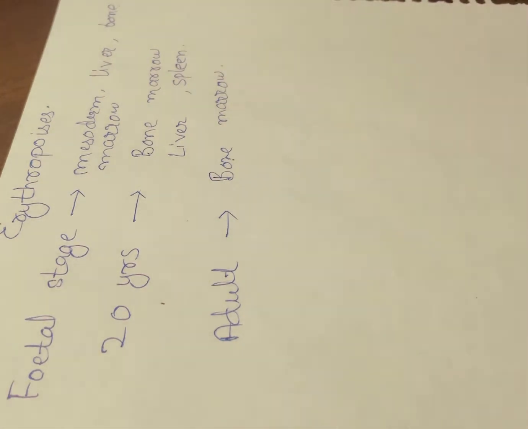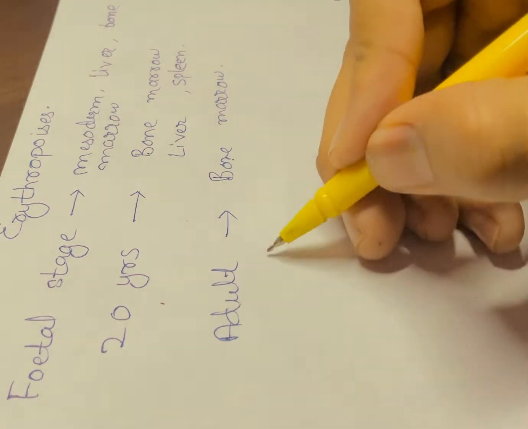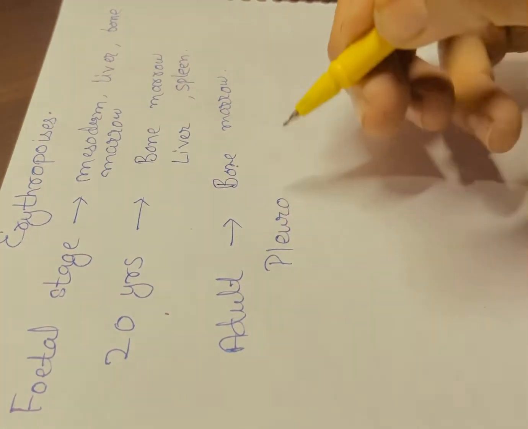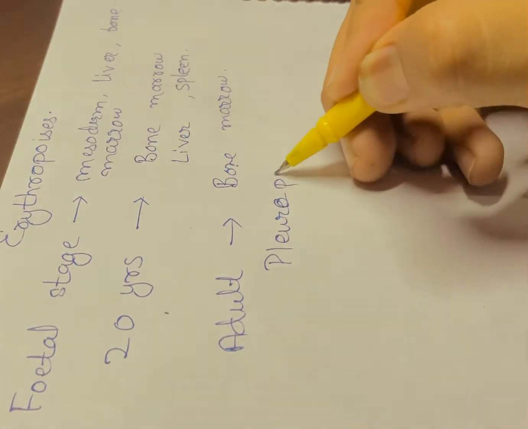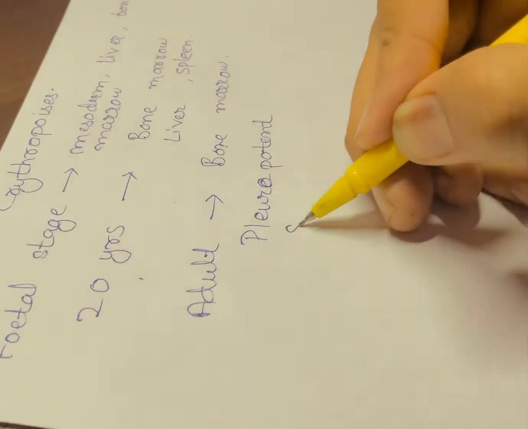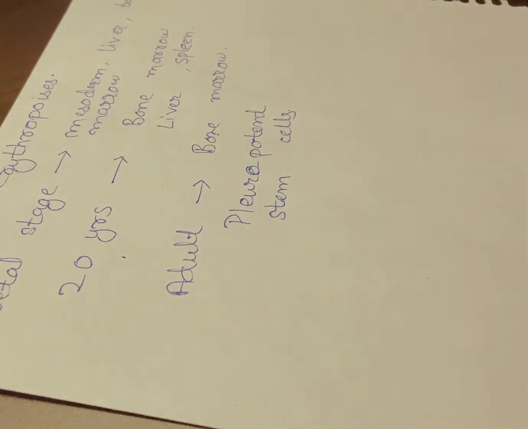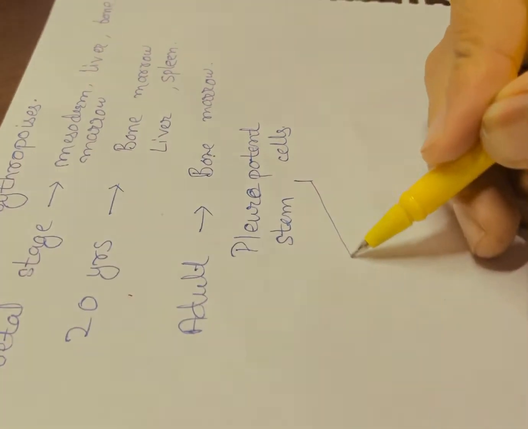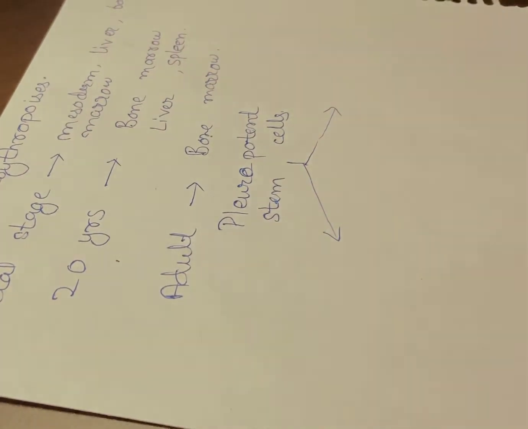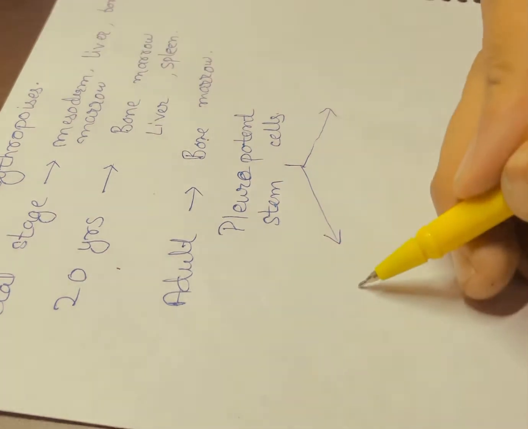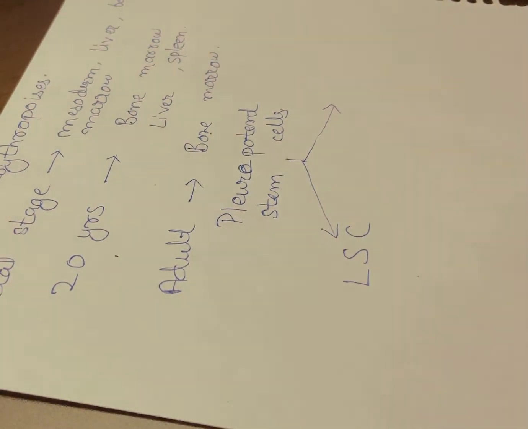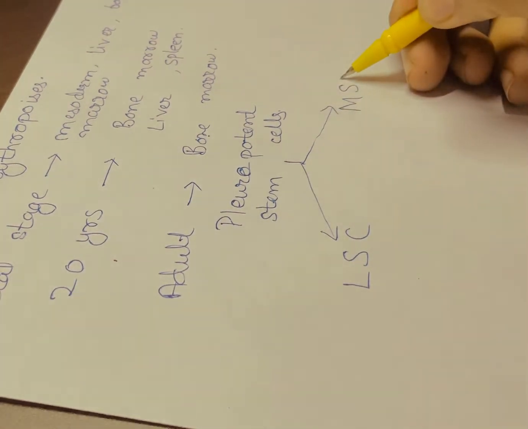So what happens in the adult stage? At this particular point we will study the erythropoiesis in bone marrow. In bone marrow we have a cell known as pluripotent stem cells. Now what happens to these pluripotent stem cells? They get divided into two more cells. The first one is lymphoid stem cell, and the second one is myeloid stem cell.